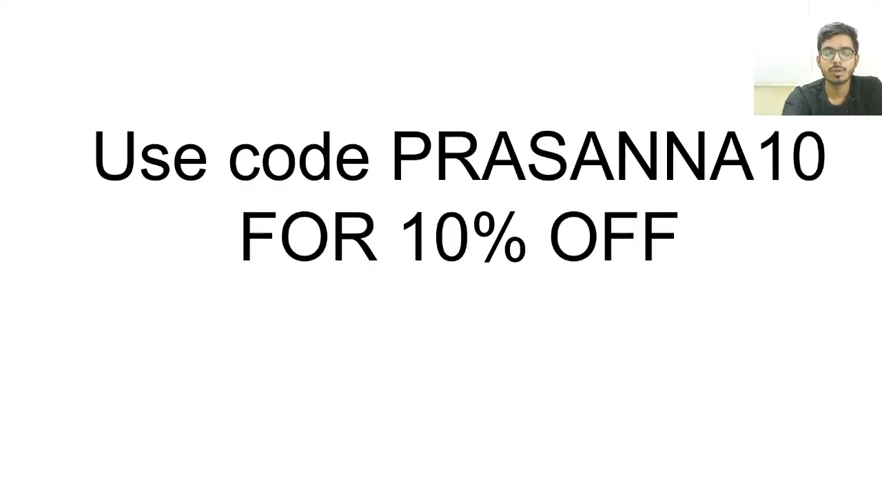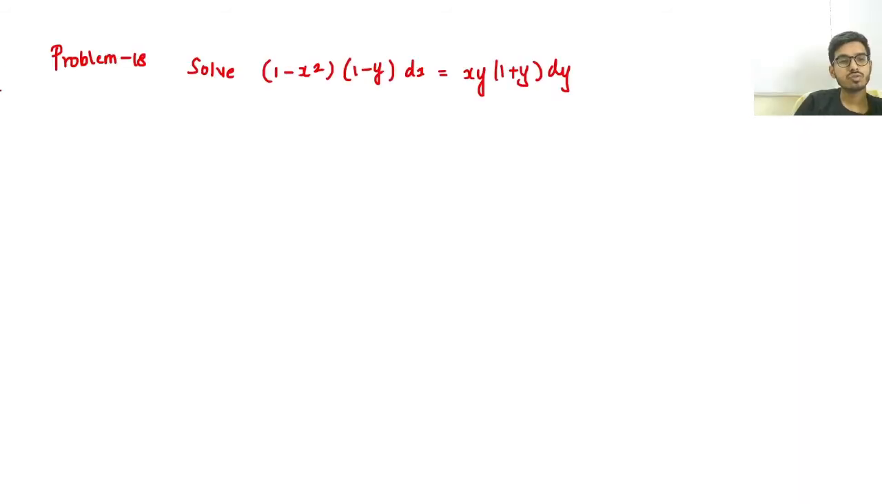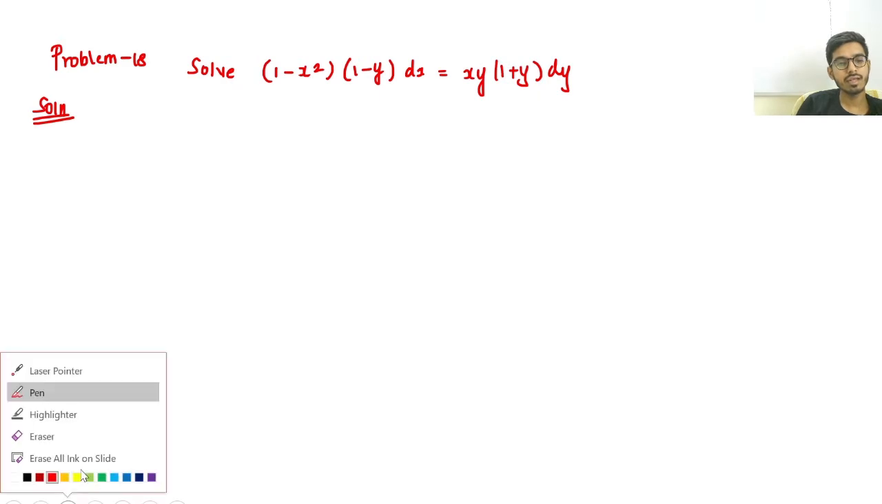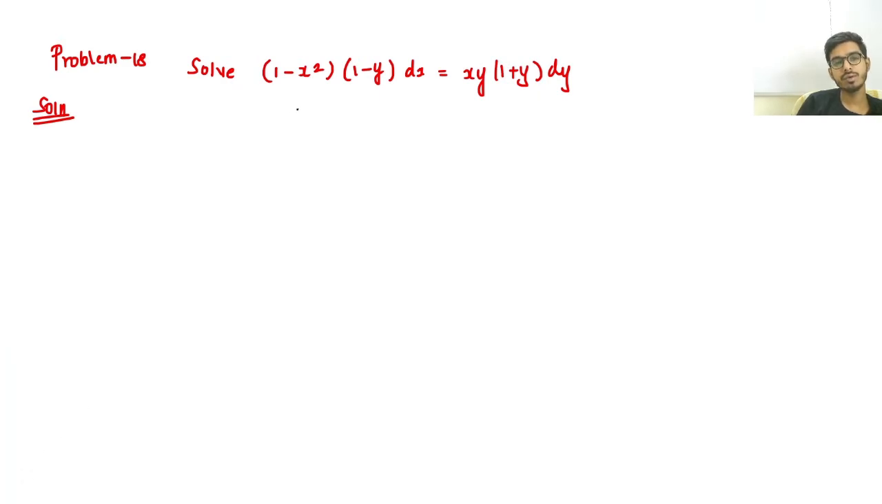Yes, we'll get into the problem now. So solution, solve 1 minus x square into 1 minus y dx is equal to xy into 1 plus y dy, right? Yes. So what we will do is we will separate x and dx to one side, y and dy to other side. So let us keep this 1 minus x square dx as it is.